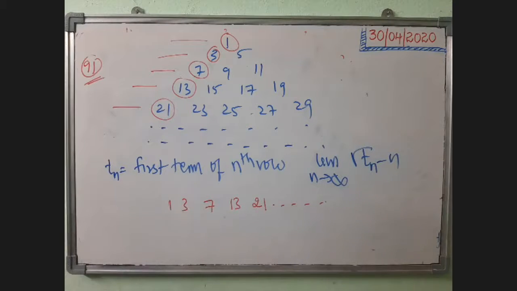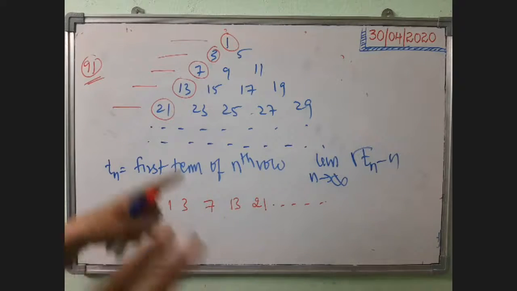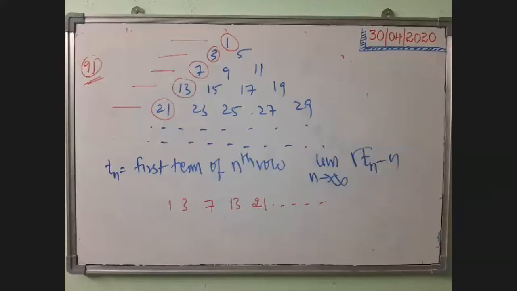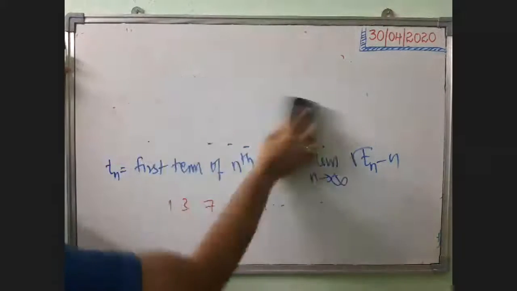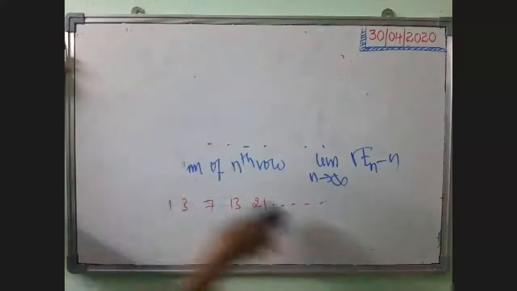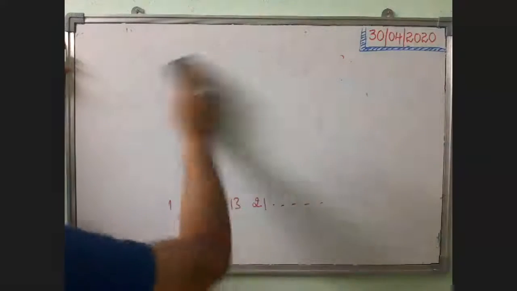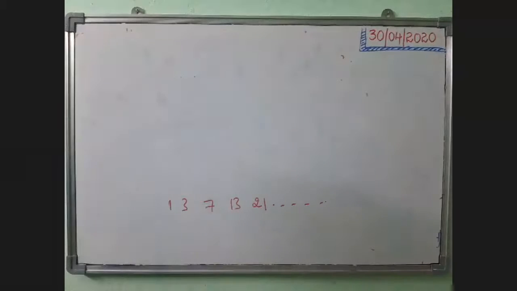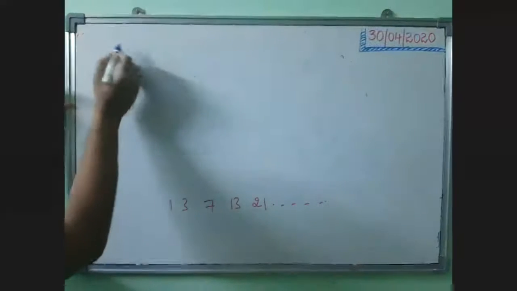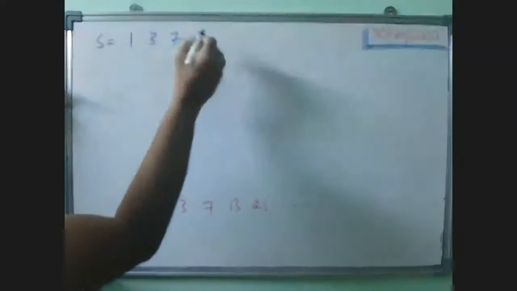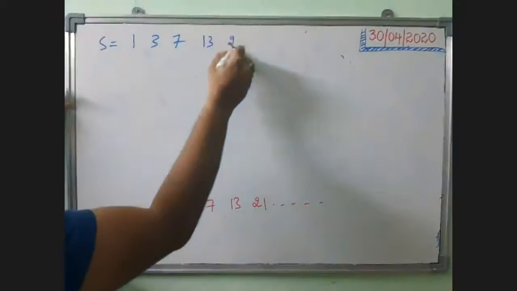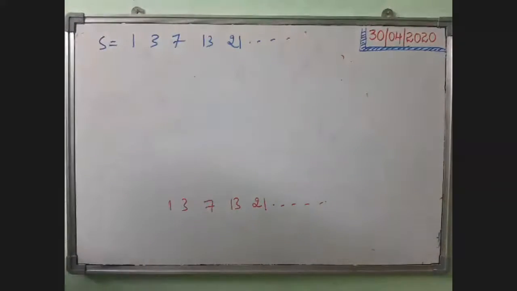No one knows. Why? It is neither in AP, nor in GP, nor in harmonic progression. To solve these questions, there is a method. You should find that nth term for this. What you have to do is, you should take this sequence: 1, 3, 7, 13, 21, and so on.